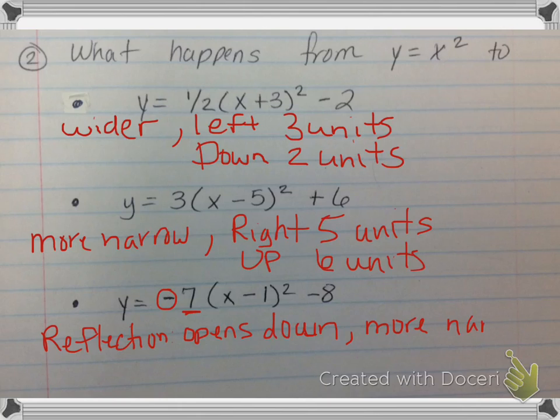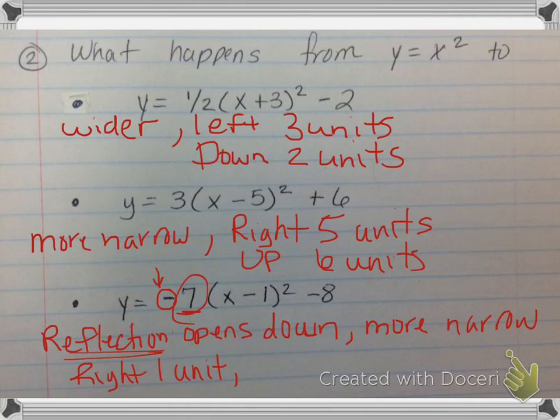More narrow. Why more narrow? Because the 7 is bigger than 1. Anytime the number is bigger than 1, that's what happens. We're not considering the negative. All the negative does is make it reflect. So you're just looking at the number itself. Now that negative 1 makes it go which way? Right 1 unit.